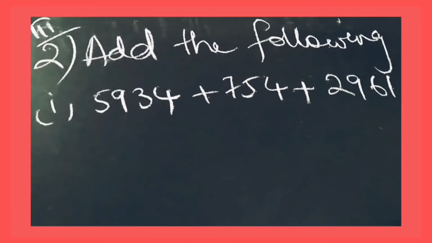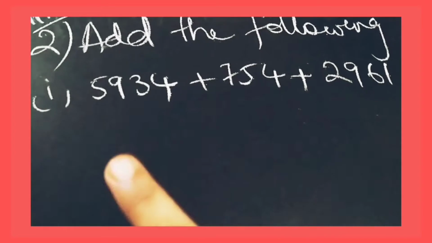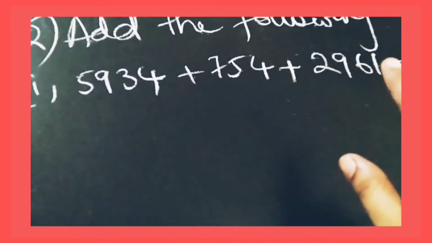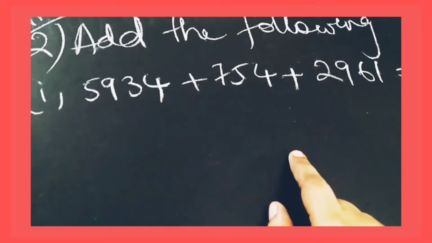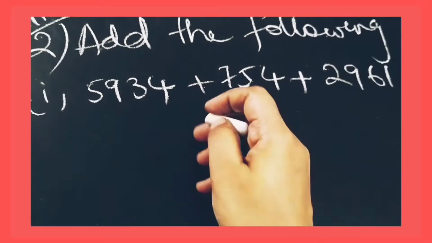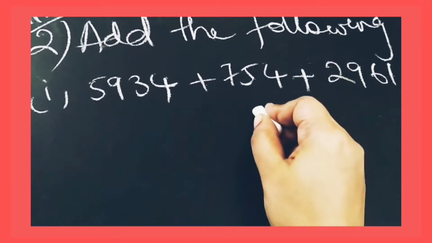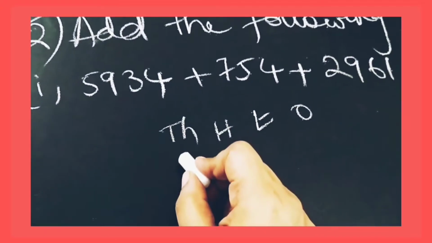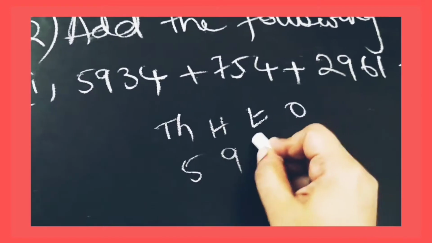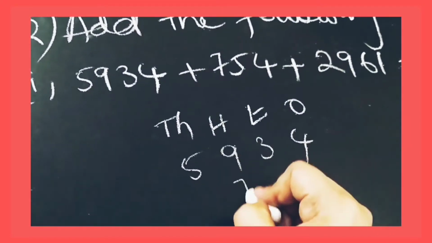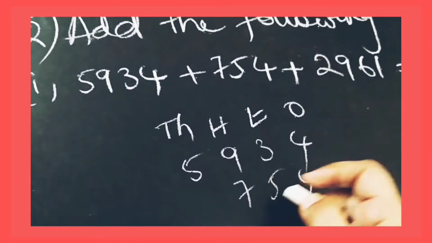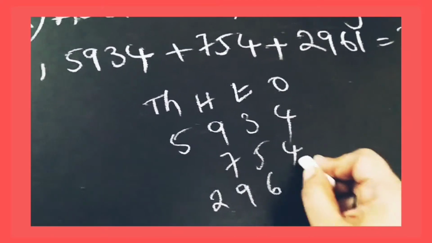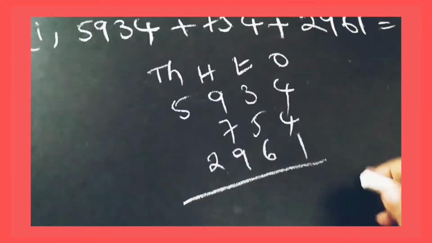Second one is also the same. Add the following. Okay, it is 5934, 754, 2961. So again we have to add this. Ones, tens, 100 and 1000. So it is 5934. Second one is 754. Third one is 2961. We have to add this.